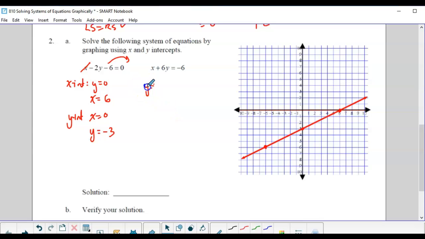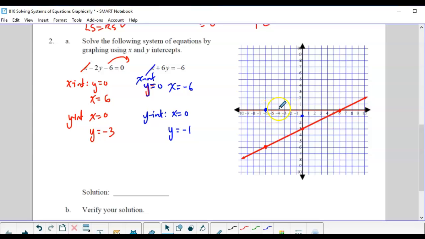Okay, so let's do x-intercept: y equals 0. So y equals 0, that's x equals -6. You don't even have to move anything. Y-intercept is when x equals 0. So when we do that, we get 6y equals -6, so y equals -1. You don't need to show all the work, right? You've already done that in the last unit. So x is -6 and y is -1.